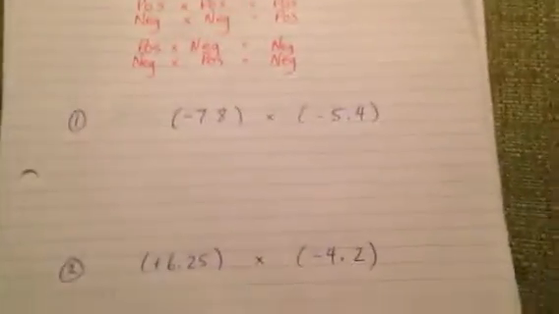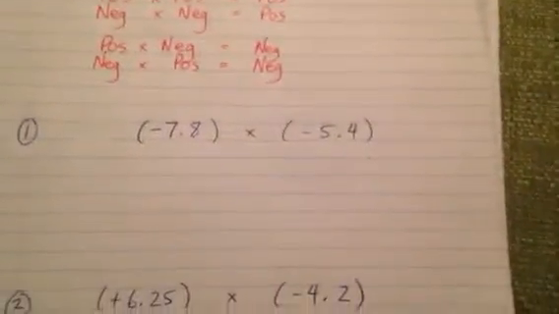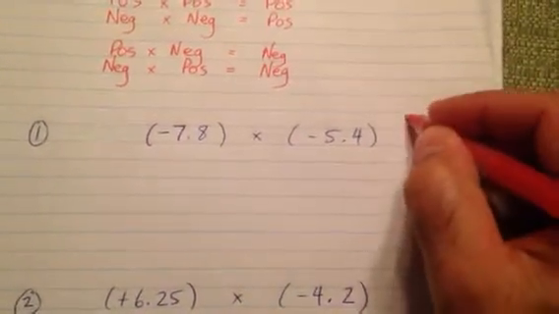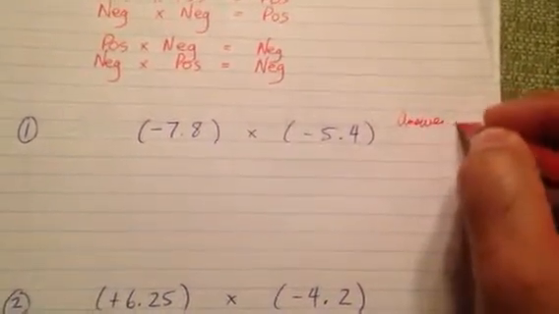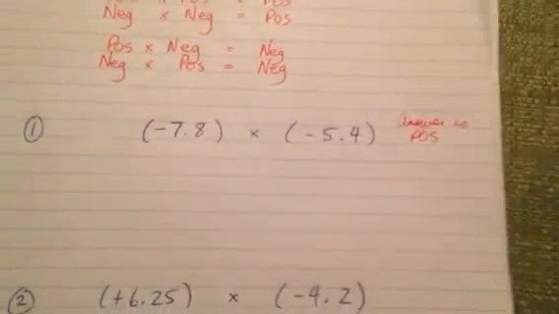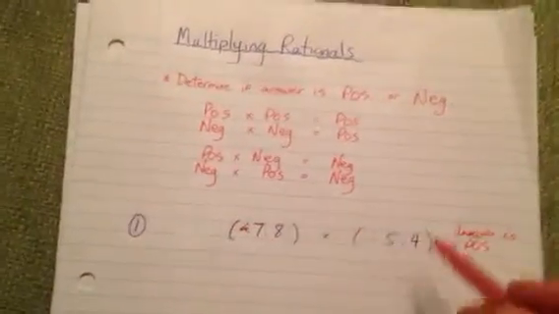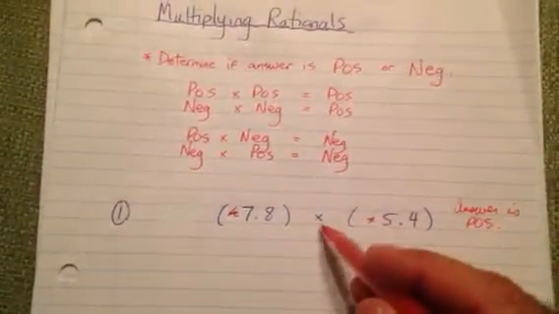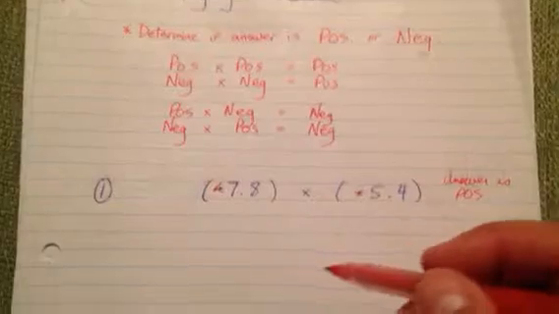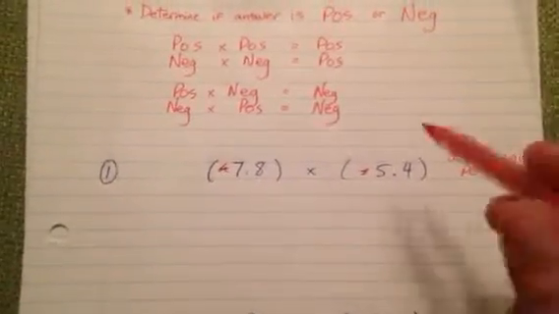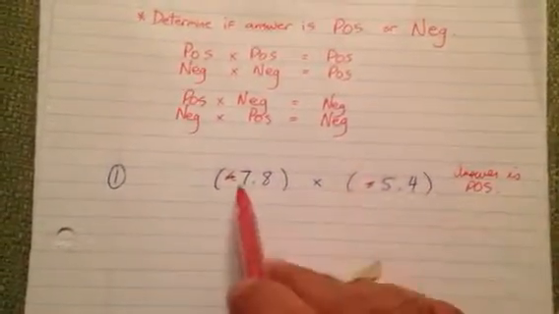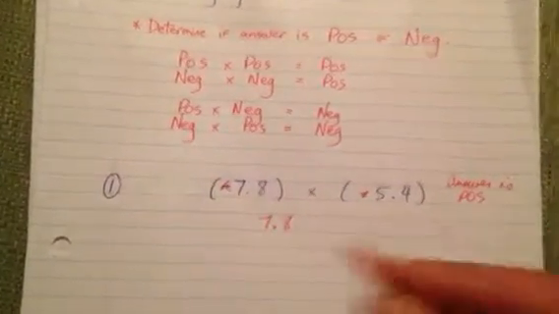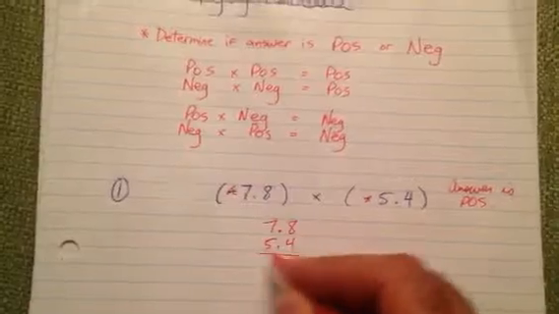Okay, so how we do this, here's the first question. We have a rational times another rational. They're both negative, so we already know that the answer is positive, right? So I don't have to worry about the signs anymore. I just ignore them, and I'm going to write the numbers vertically to multiply them, one above the other. The number that has the most digits goes on the top. Since they both have 2 digits, it doesn't matter. So 7.8 and 5.4, and we multiply.